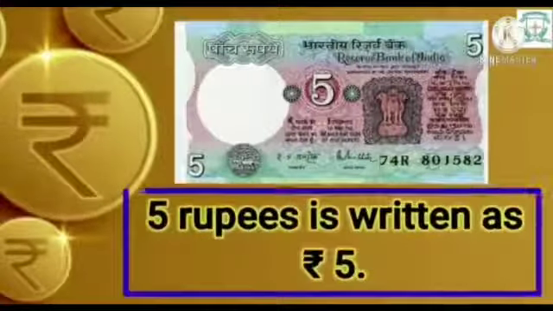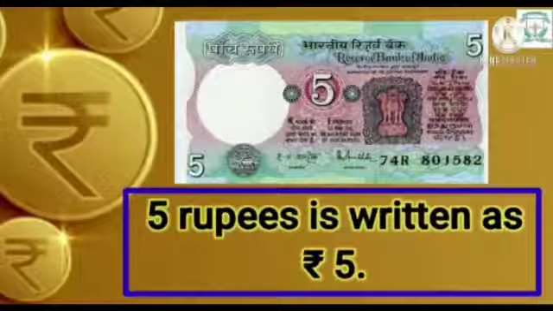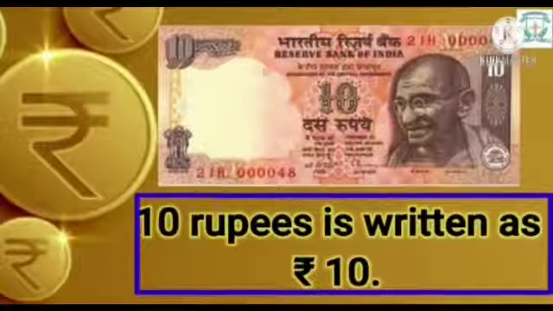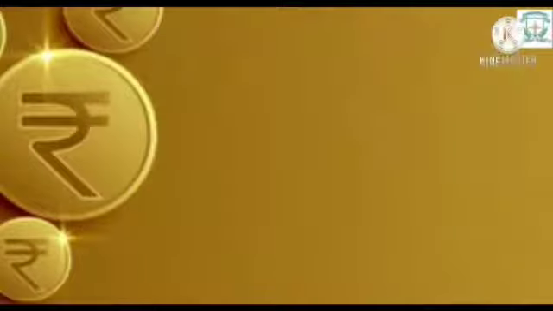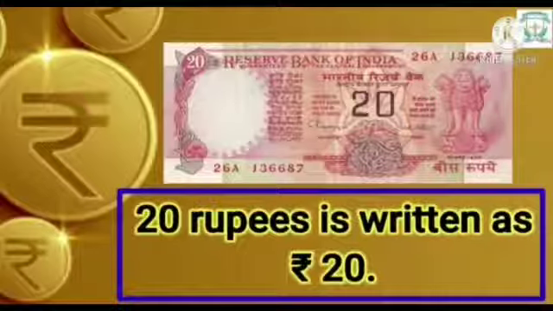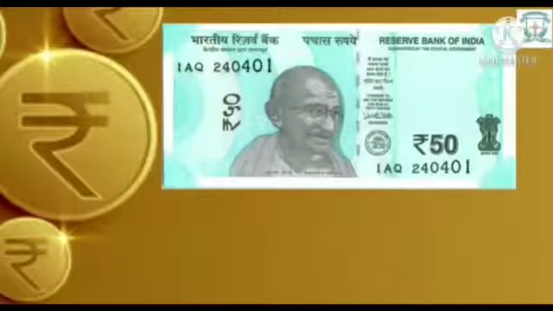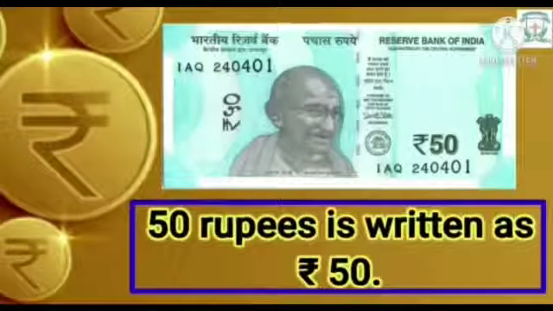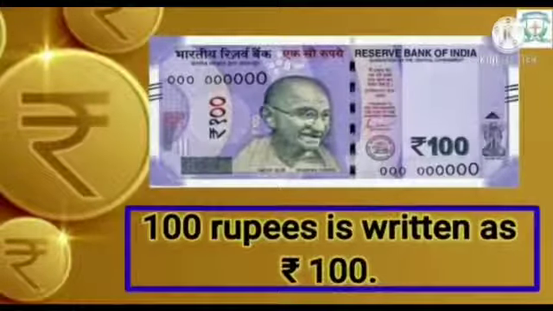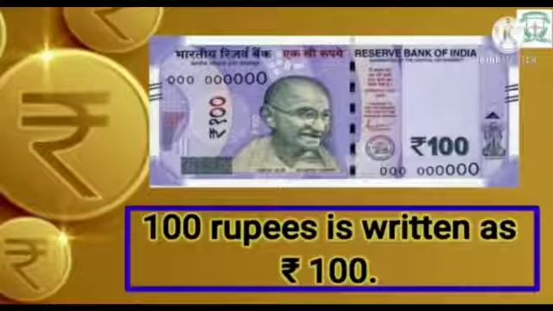5 rupees note. Children, observe that the rupee symbol is written before the number 5 and we read it as rupees 5. 10 rupees note and is written as rupees 10. 20 rupees note and it is written as rupees 20. 50 rupees note and it is written as rupees 50. 100 rupees note and it is written as rupees 100.